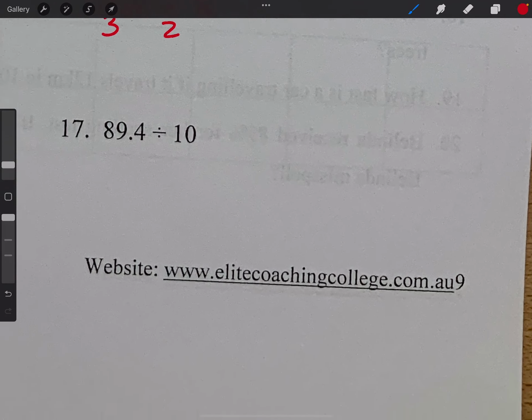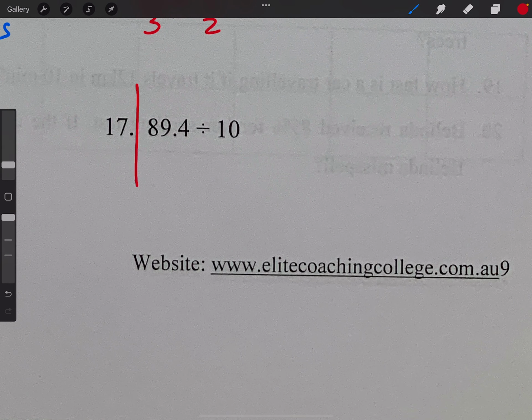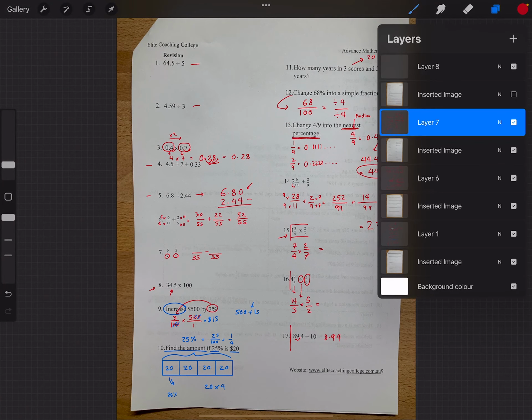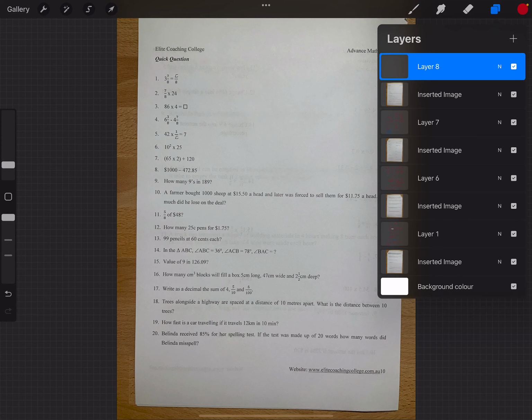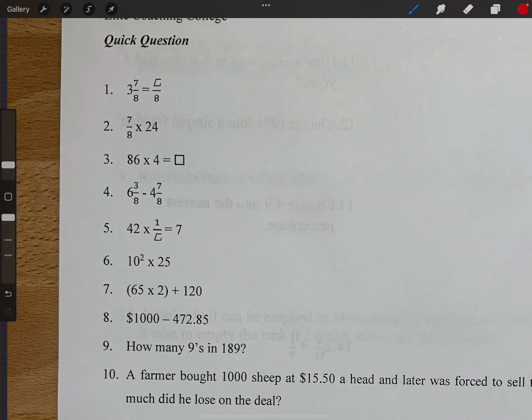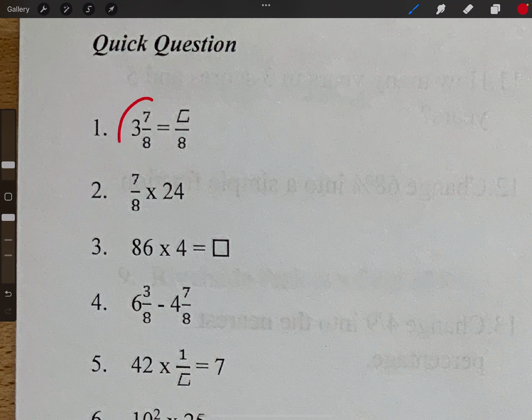Okay. This one, question 17, divided by 10. Move the decimal place to the left one time. 8.94. Done. Okay, next page, last page. Alright, so all you've got to do is change this one to an improper fraction. What's the top number?